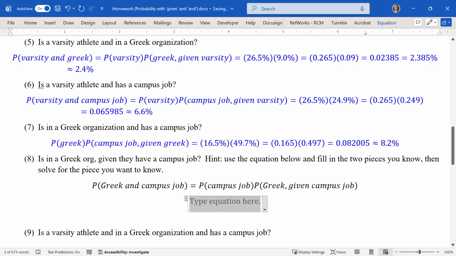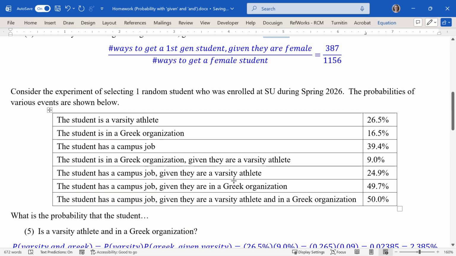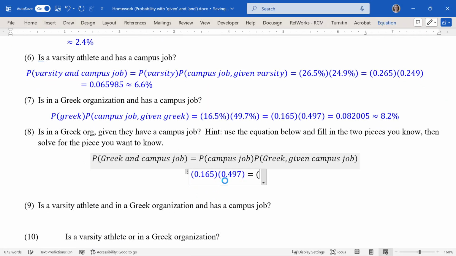Okay, so I'm going to put it in this form, I think, with the decimals. So that's the left side of the equation. And then probability of campus job is 39.4% overall. So like that. And then this is the thing we want to solve for.